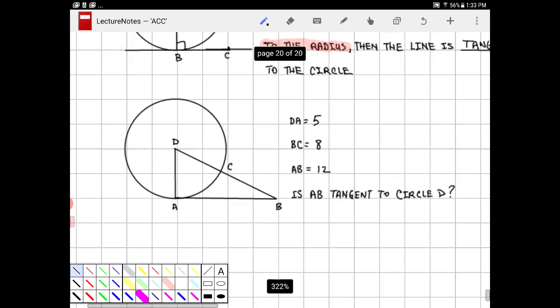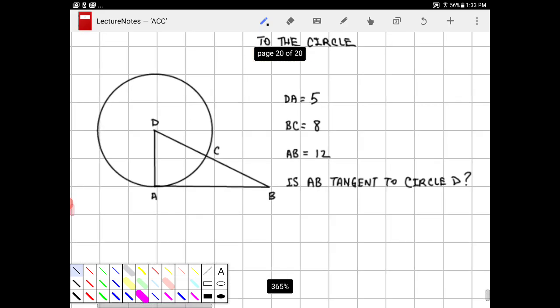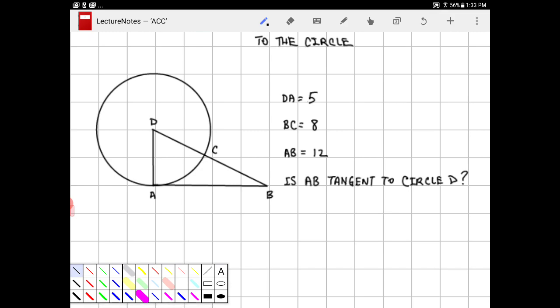We're going to take a look at 4 examples together. You're given this diagram where you have circle D, and you're told certain segment lengths about this circle. You're told that segment DA is 5, segment BC is 8, segment AB is equal to 12, and you're asked to find out whether segment AB is tangent to circle D.